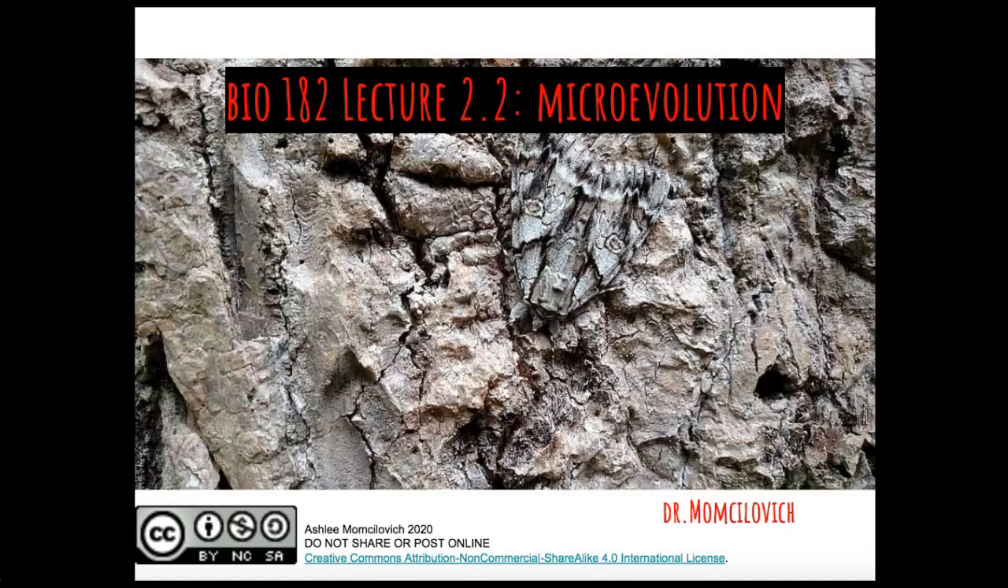This is Bio 182, Lecture 2.2 on microevolution. In the previous lecture, we talked about Hardy-Weinberg equilibrium and microevolution, and how Hardy-Weinberg equilibrium means that there is no change in the allele frequencies of a population over time. However, if microevolution is occurring, that means that we have a deviation from Hardy-Weinberg equilibrium. So in this lecture, we're going to talk more about microevolution.